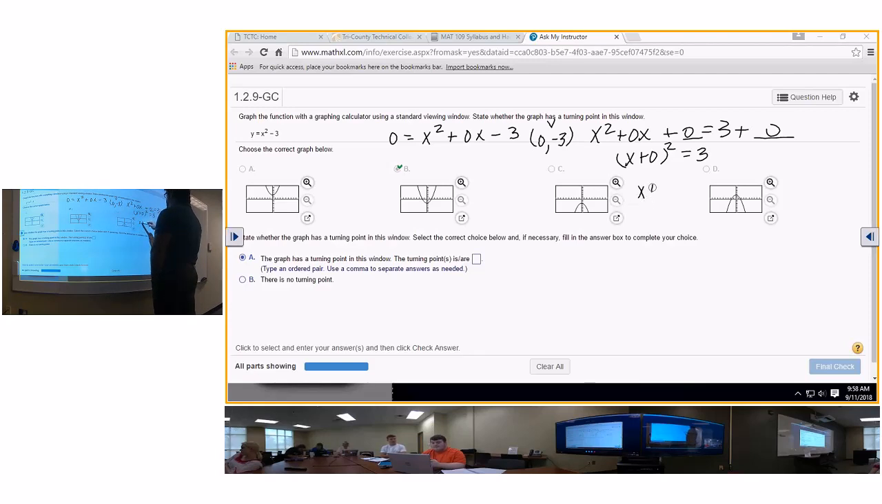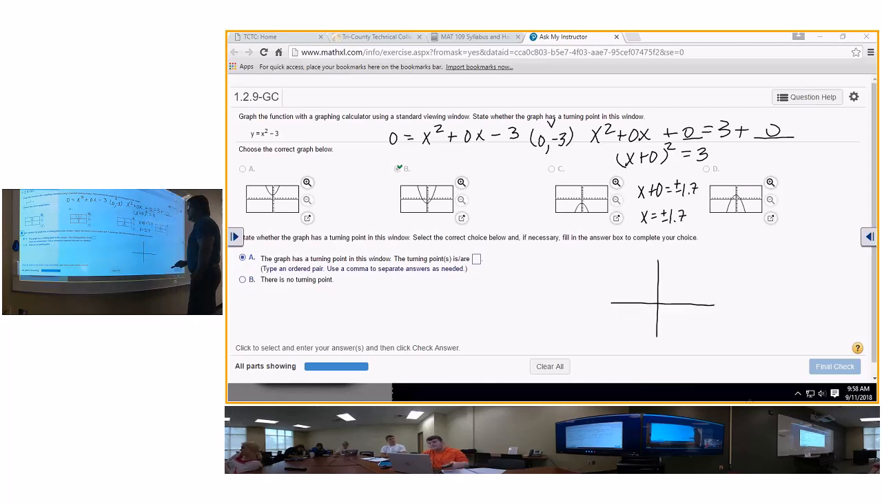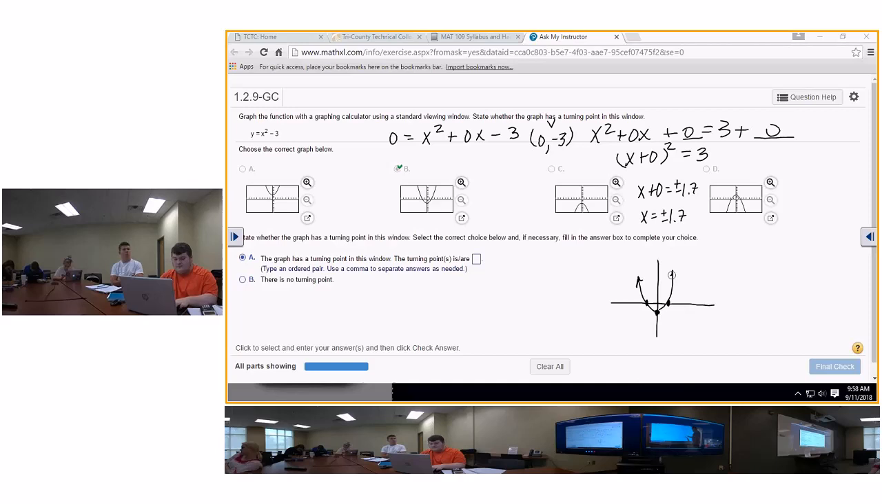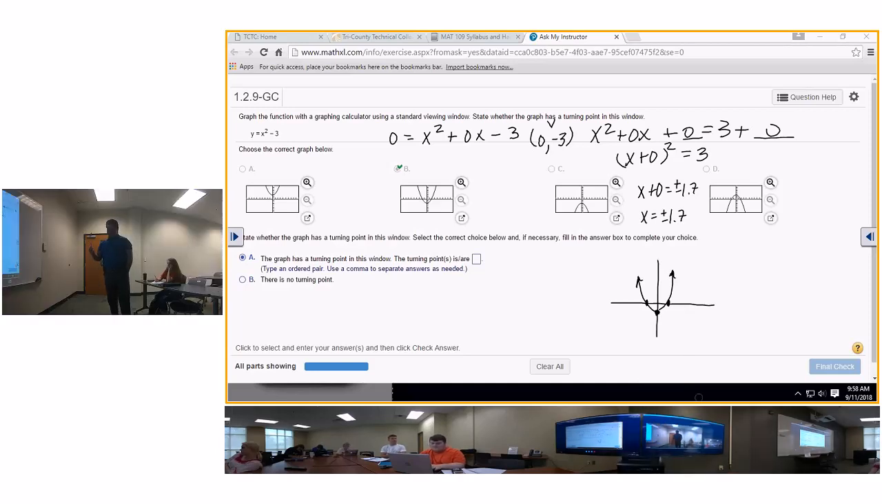X plus 0 is equal to positive or negative 1.7. And x is equal to positive or negative 1.7. So you got a graph that has a y-intercept of negative 3, and that's the vertex. Then you have positive 1.7. So which one looks like that? B. Now, punch that in your calculator, and your calculator will spit it out. But that's how you do it by hand, and that's how you do it by calculator.